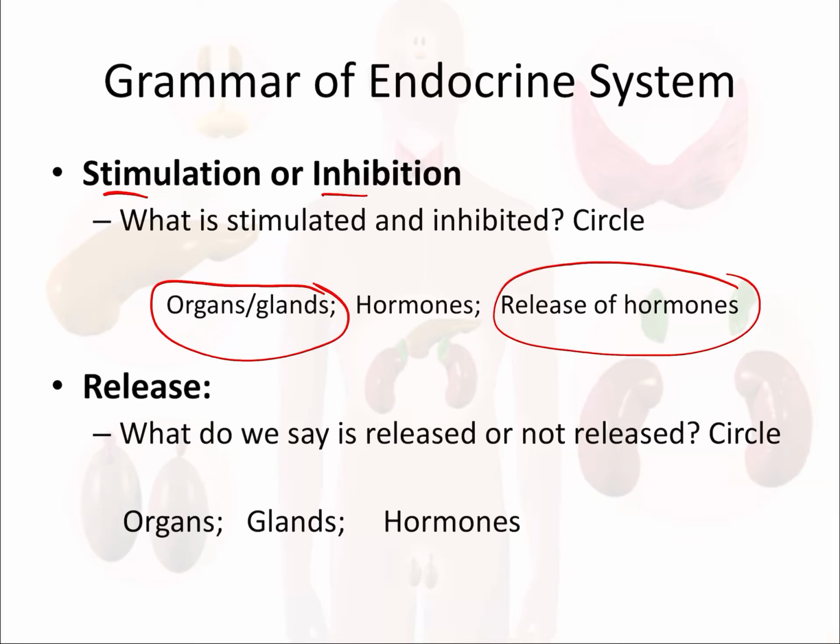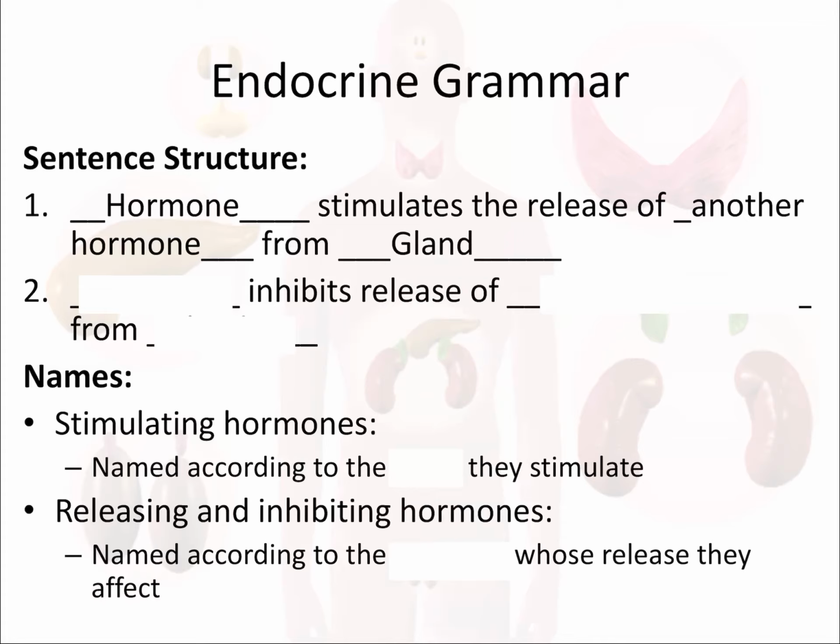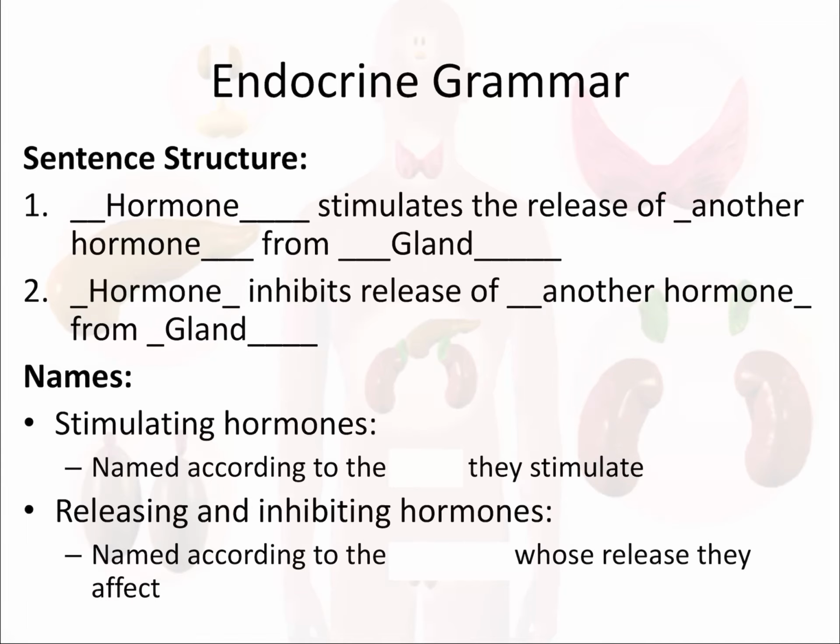And what do we say is released or not released? We definitely don't say that organs are released. We don't say that glands are released. We do say that hormones are released. Okay, so sentence structure. An example here: number 1, the hormone stimulates release of another hormone from a gland. And second example, number 2, the hormone inhibits the release of another hormone from a gland.